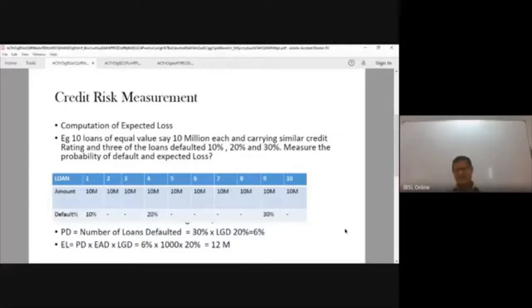Customers are on one single similar credit rating, we'll say double B, and of these, 3 of them defaulted. You can see loan number 1 has defaulted 10% of the facility. Loan number 4 has defaulted 20%, and loan number 9 has defaulted 30%. So in our measurement we now need to measure the probability of default and the expected loss. In this calculation, probability is the number of loans defaulted.